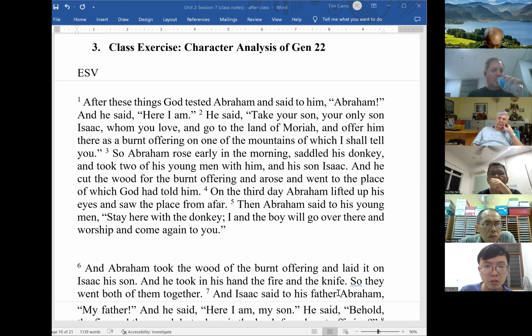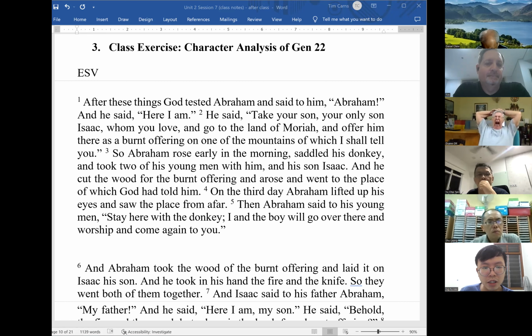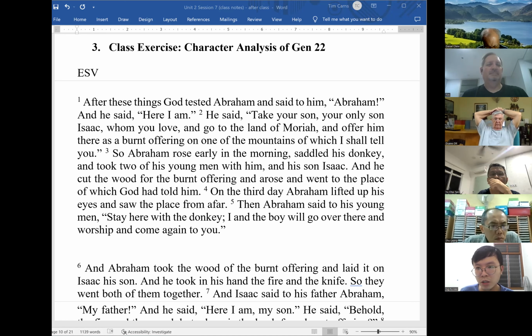So Abraham rose early in the morning, saddled his donkey, and took two of his young men with him, and his son Isaac. And he cut the wood for the burnt offering and arose and went to the place of which God had told him. On the third day Abraham lifted up his eyes and saw the place from afar. Then Abraham said to his young men, "Stay here with the donkey; I and the boy will go over there and worship and come again to you."